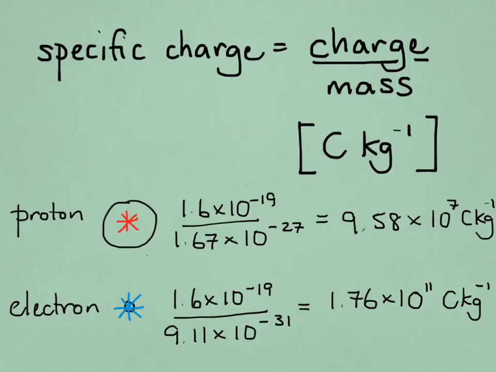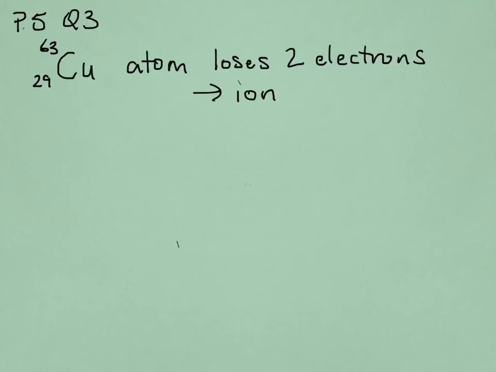The electron has got a lot of charge concentrated in a tiny, tiny mass, and it's the most densely charged particle that we know of. So you're often asked to work out the specific charge for other particles.